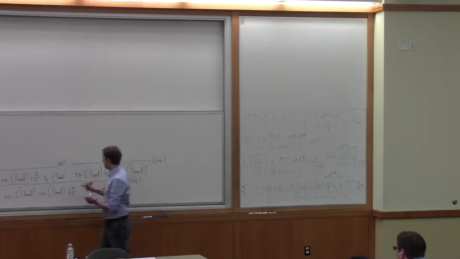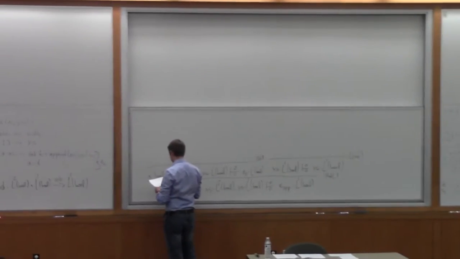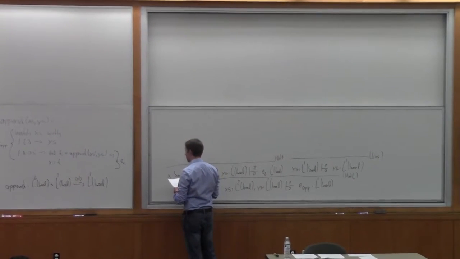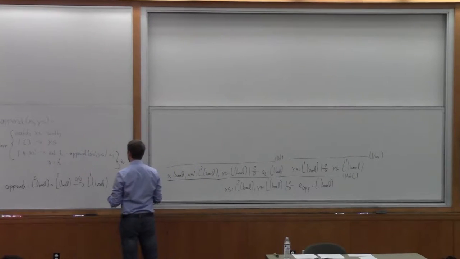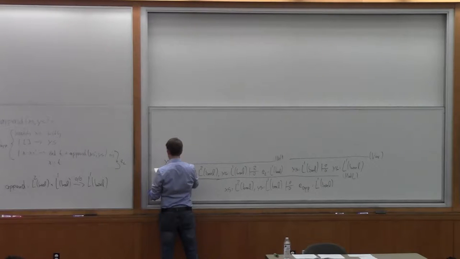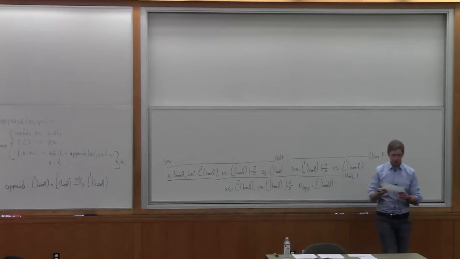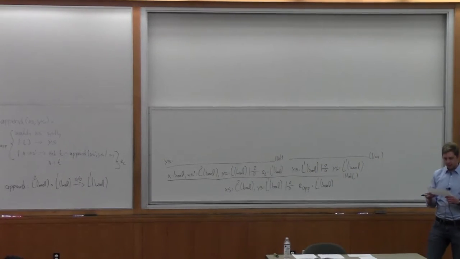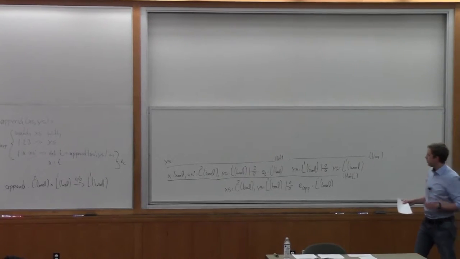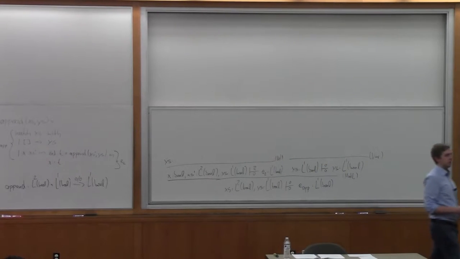Okay, so now I have to watch out with the space here. Maybe we do the E1 first. So for the E1, we can just use the y's. What we have to do is split up our context here. So how are we going to split up our context? We have three things in the context. And what are we going to use for the E1 and what are we going to use for the E2?